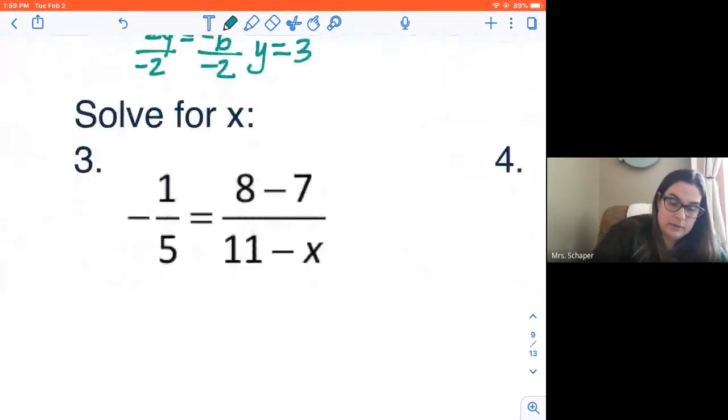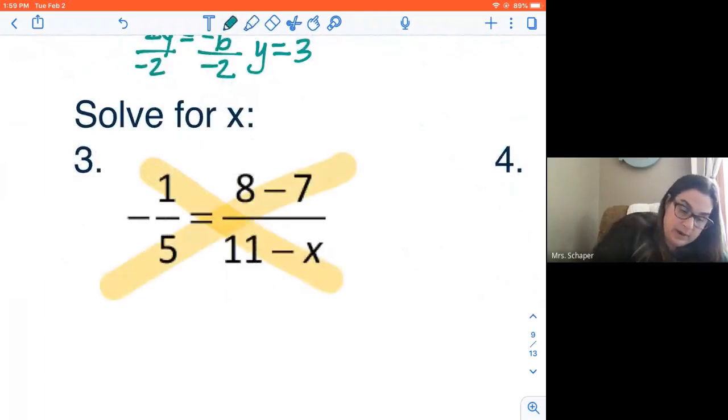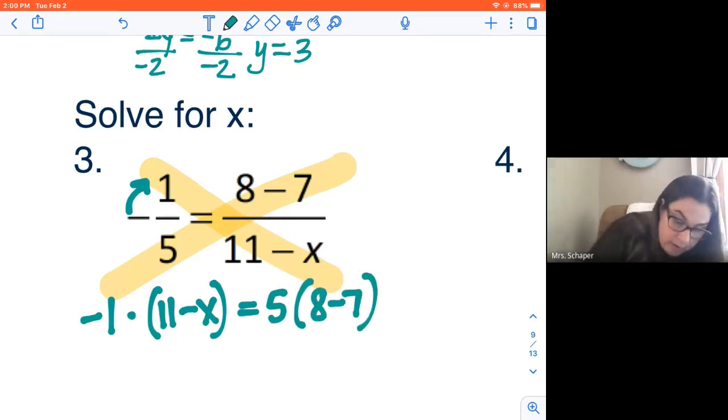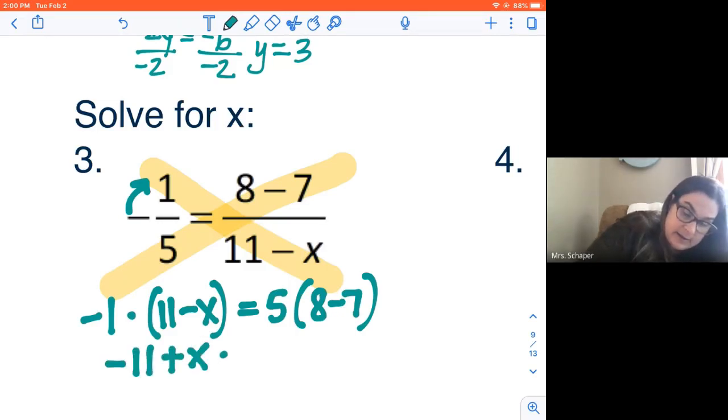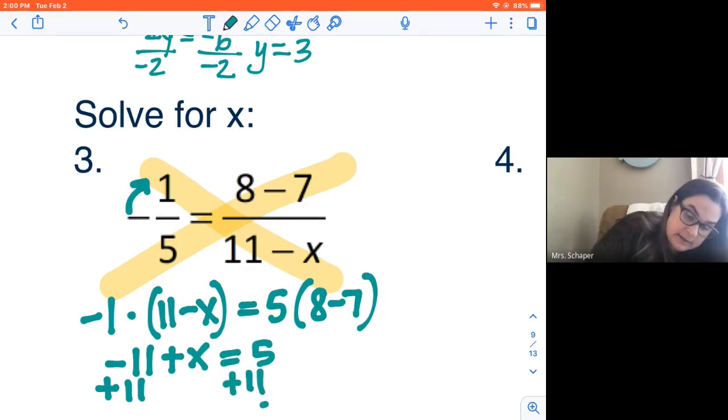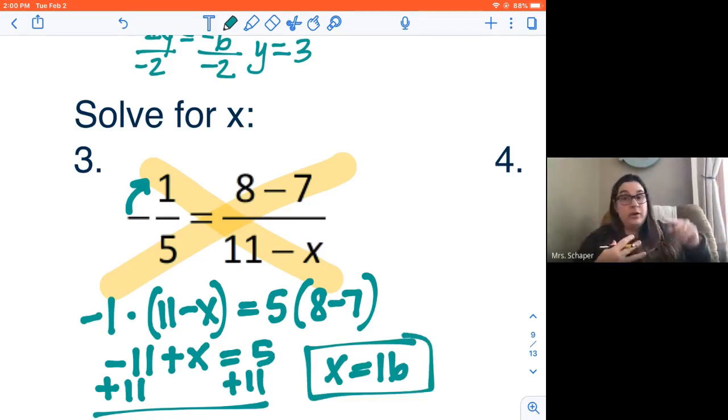All right, so cross products. So I'm going to put the negative sign with the numerator. So negative 1 times 11 minus x is equal to 5 times the quantity 8 minus 7. So negative 11 plus x is equal to 5. 8 minus 7 is 1. 5 times 1 is 5. I'm going to add 11 to both sides. So x equals 16. Okay, so some distributing, some combining like terms, some add up, solving equations.